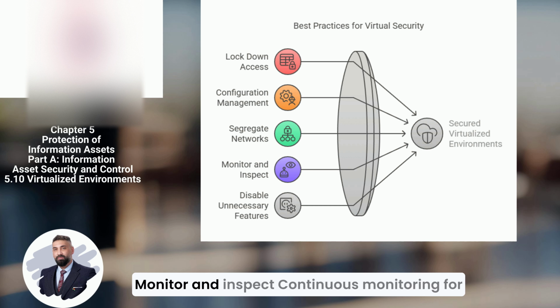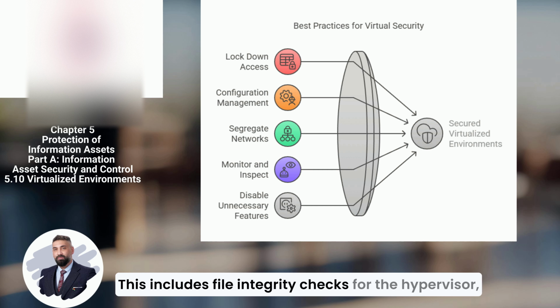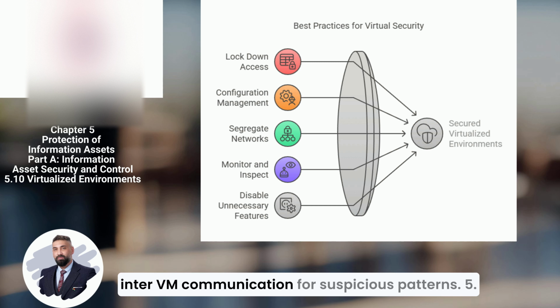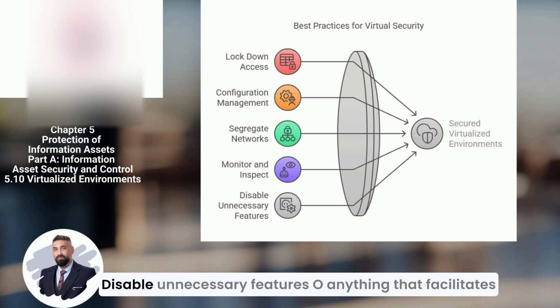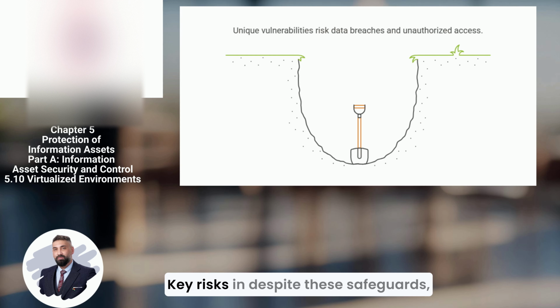4. Monitor and inspect. Continuous monitoring for indicators of compromise is critical. This includes file integrity checks for the hypervisor, monitoring OS memory for unauthorized changes, and analyzing inter-VM communication for suspicious patterns. 5. Disable unnecessary features. Anything that facilitates unnecessary interaction between guest machines or the host, for example, clipboard sharing, unsecure guest tools, should be disabled unless explicitly required.